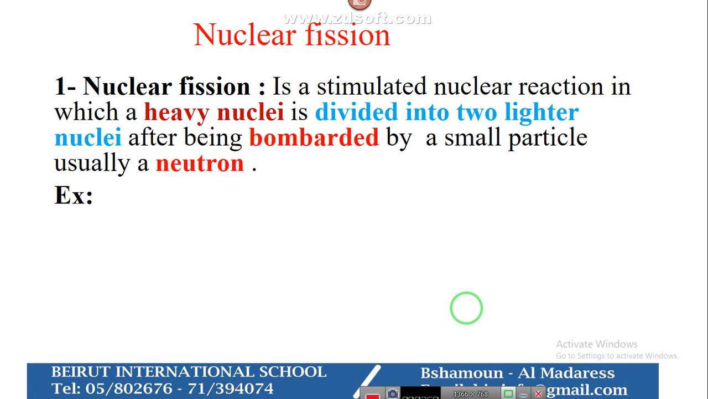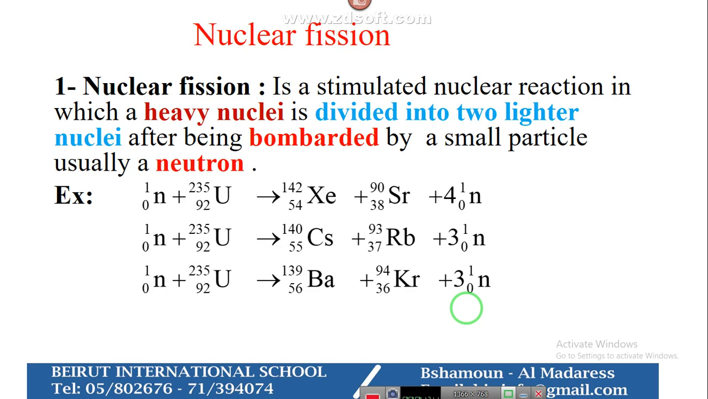Nuclear fission. Nuclear fission is the first kind of stimulated nuclear reaction. It is a stimulated or provoked nuclear reaction in which a heavy nucleus is divided into two lighter nuclei after being bombarded by a small particle, usually a neutron. For example, uranium 92-235 is bombarded by a neutron and gives two fragments and neutrons. Also, the second and the third example.